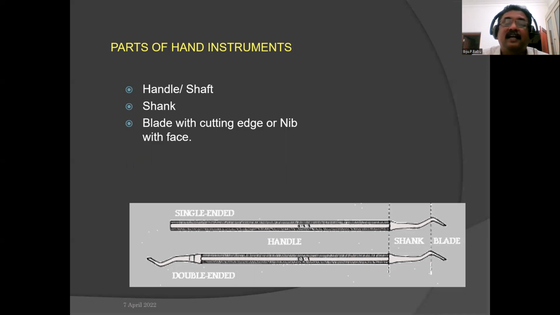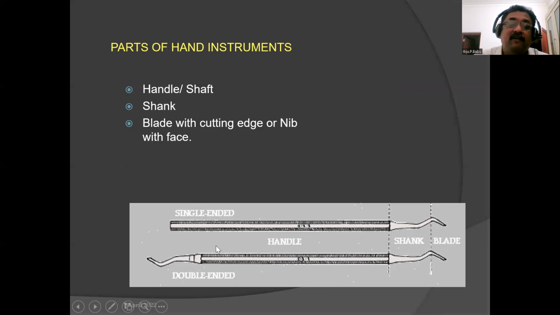The blade with a cutting end is called a blade. You call it a nib if it has a non-cutting end. The working portion of the nib is called the face of the instrument. Okay, so some instruments have the working blade at one end. It's called a single-ended instrument. If you have the blade on both ends, it's called a double-ended instrument.